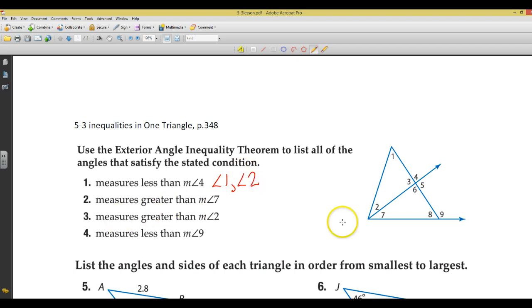Number 3, measures greater than the measure of angle 2. If 2 is less than the measure of angle 4, then 4 is greater than the measure of angle 2. Also, if we look at the entire triangle here, we have an exterior angle, angle 9, and its two remote interior angles would be angle 1 and then angles 2 and 7 added together. So angle 9 is greater than the measure of angle 1 and greater than the measure of angle 2 and 7 put together. Therefore, 9 has to be greater than the measure of angle 2.